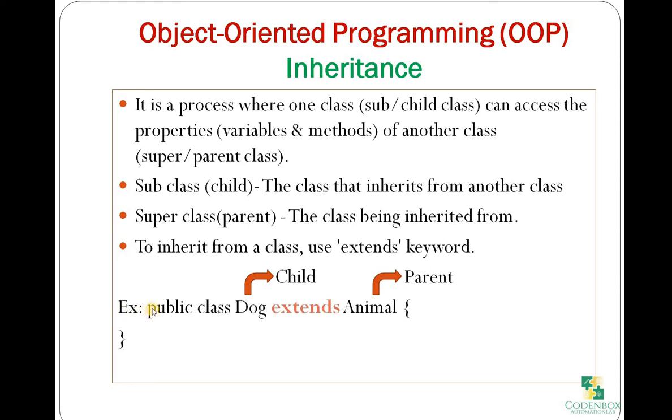As an example, there is a public class Dog, and then I use the extends keyword, and then another class called Animal. As soon as you use the extends keyword between two classes, Dog will be considered a child class and Animal will be considered a parent class. So now Dog will have full access to any of the properties of the Animal class. It could be a variable, it could be a method, anything, as long as those properties are public.